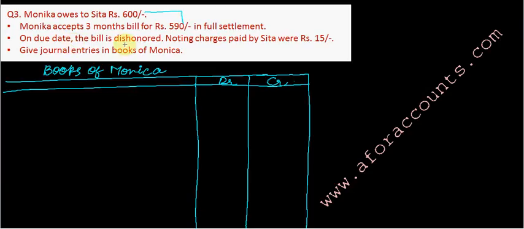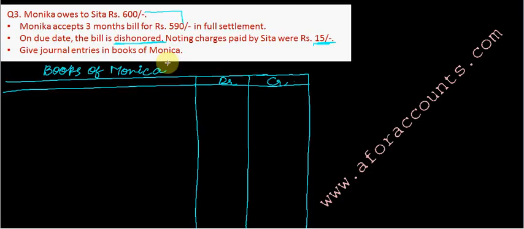On due date, the bill is dishonored. The bill cannot be paid and it has been dishonored now. Noting charges paid by Sita were rupees 15. She went to the notary public to get it noted that the bill is dishonored, and their charges were rupees 15. Give journal entries in books of Monica.